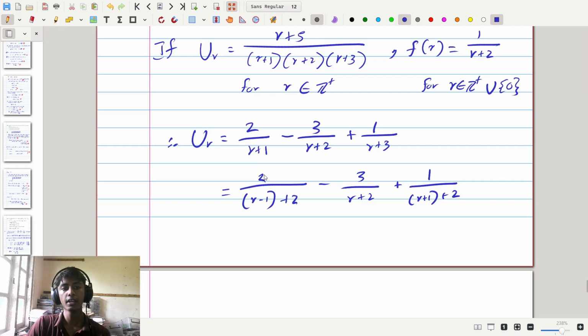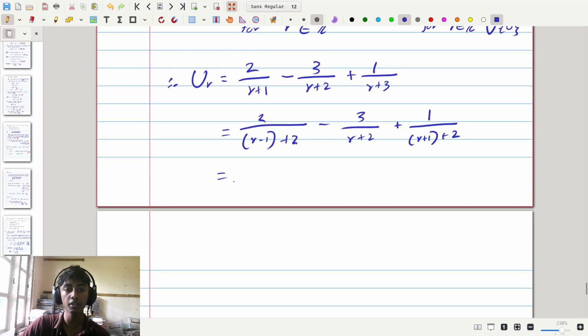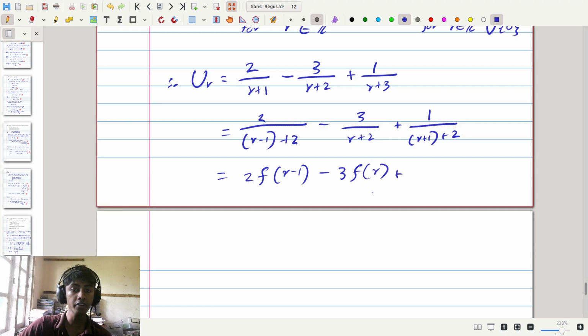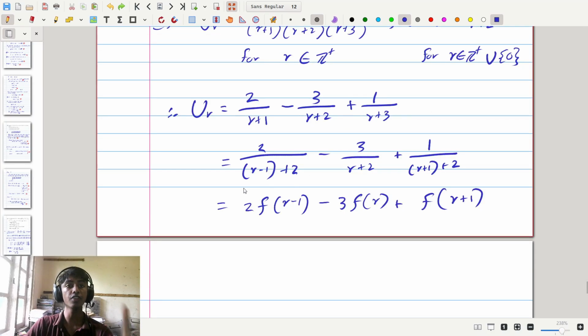Now we can see this 1 divided by r minus 1 plus 2 can be written as f of r minus 1, and therefore we can write this as 2 times f of r minus 1. The next term, however, is just minus 3 times f of r, since f of r is equal to 1 over r plus 2. The last term can be written as f of r plus 1, since if you substitute r plus 1 into f of r, you will get r plus 1 in the denominator plus 2. So this is what we get, and we can see this is exactly the expression that they asked us to find in the question. So with that, we are done with the first part of the question.